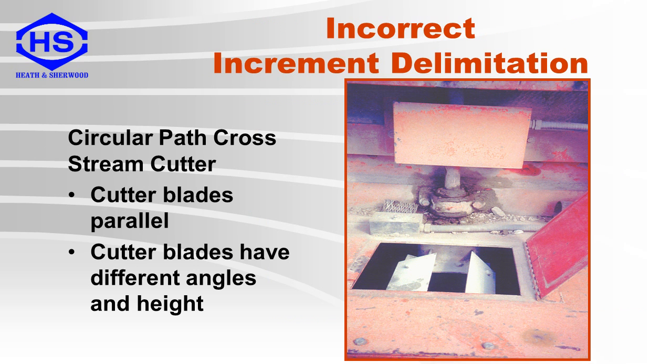This rotary resin sampler also has several problems. The cutter blades are parallel, whereas they should be radial. Also, the cutter blades have different angles and heights.